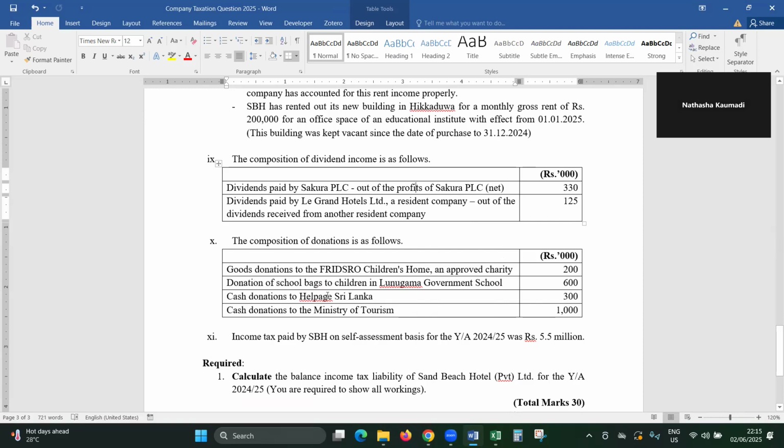And then cash donations to HelpAge Sri Lanka. Now, HelpAge is one very famous approved charity that you need to remember. That's why we have not mentioned whether it is an approved charity. But if you see Fritz Row, you won't know whether it is an approved charity. That's why we have given it. But HelpAge is very famous. So it's a cash donation to an approved charity. Last one, cash donation to the Ministry of Tourism.